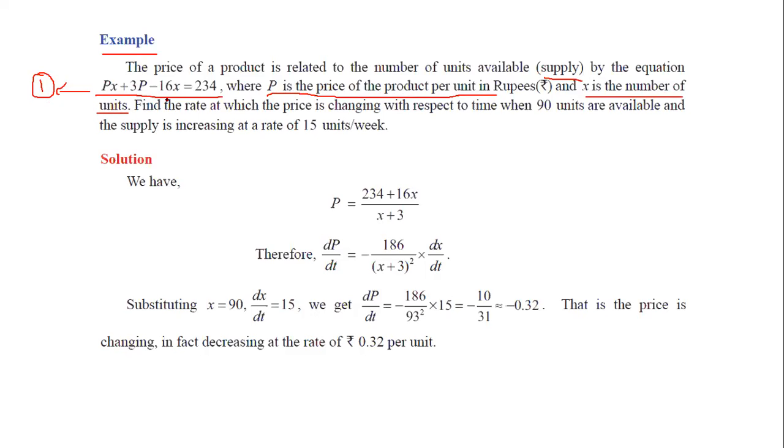So what is called the supply? If you multiply the price of the product and the number of units, we get the supply rate. Find the rate at which the price is changing with respect to time when 90 units are available and the supply is increasing at the rate of 15 units per week. We have to find p, the price of the product per unit in rupees.